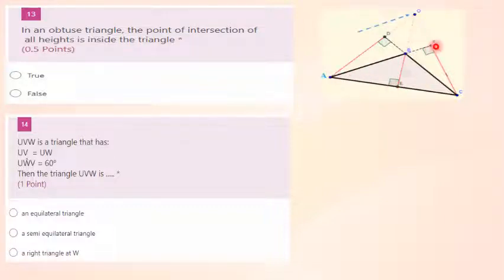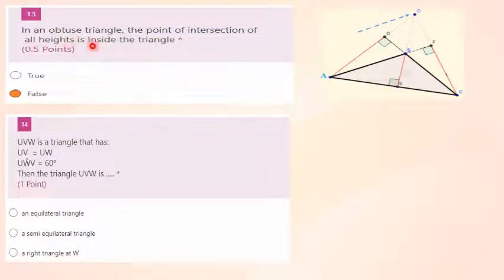We have AF, a height relative to BC, and CD is the third height. These three heights intersect at point O, which is the orthocenter. And this orthocenter is outside the triangle, so this expression is false, it's not true.